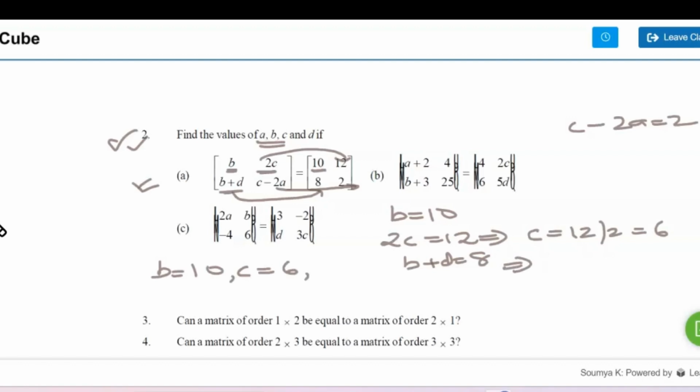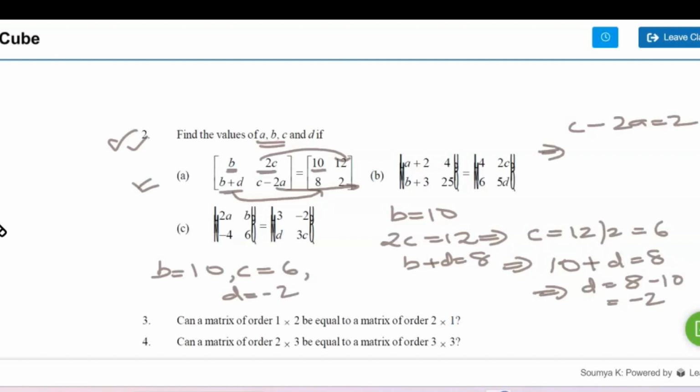Now comes this third equation, that is B plus D is 8. That means, already you know the value of B, that is 10. 10 plus D is equal to 8. That implies D is equal to 8 minus 10, which is equal to minus 2. So you get D as minus 2. Now you have to solve for A.